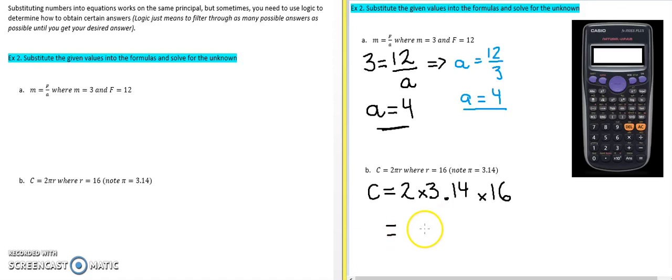Go ahead and get your calculators out and see what you get. In my case, I get 100.48, and that would be the answer for that. That one was just a simple, straightforward substitution. This one was a bit different, because the number that was given was equaling to something where the unknown was on the bottom, on the right hand side, so we had to solve for this.